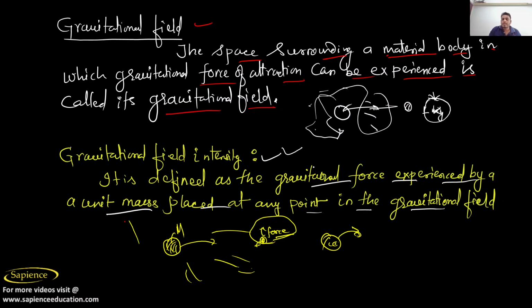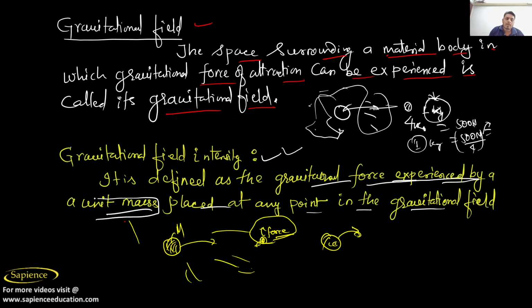For example, there is a 4 kg mass and it experiences a force of 500 newton. So how much force will be experienced by 1 kg? It will be 500 newton divided by 4, right? This quantity is called the gravitational field intensity. Intensity is defined as the gravitational force experienced by a unit mass. Only one unit mass I am talking about. I hope you have understood now.